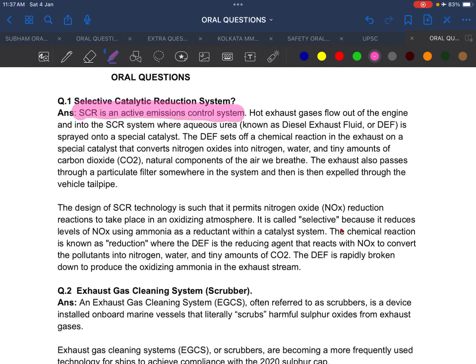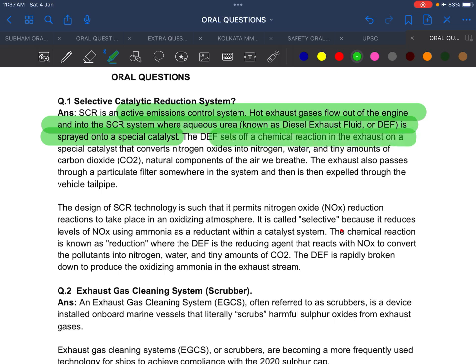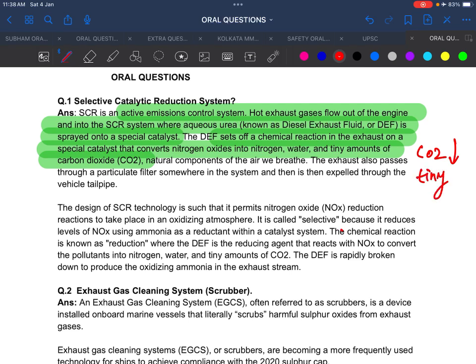SCR is the active emission control system. Hot gases, exhaust gas. This is not good. Let's take this one. SCR is the active emission control system. Hot gases flow out of the engine and are spread into the SCR system, where aqueous urea is spread onto the special catalyst. I already told you, we take the aqueous urea and a special catalyst, and after that we feed the exhaust gases, NOx, into the system, and that sets up a chemical reaction in the exhaust on a special catalyst that converts nitrogen oxide into nitrogen and water and tiny amounts of carbon dioxide. So the amount of CO2 is now very reduced, in very tiny amounts. Okay.